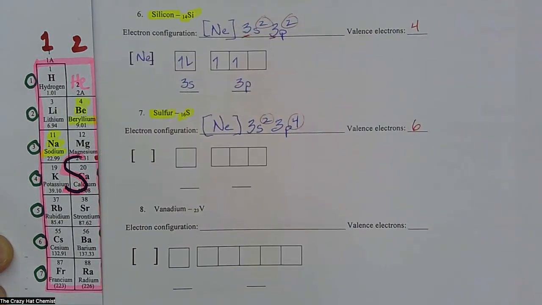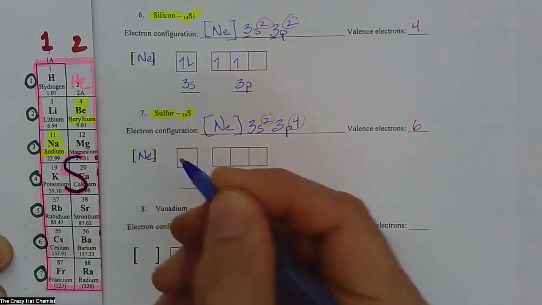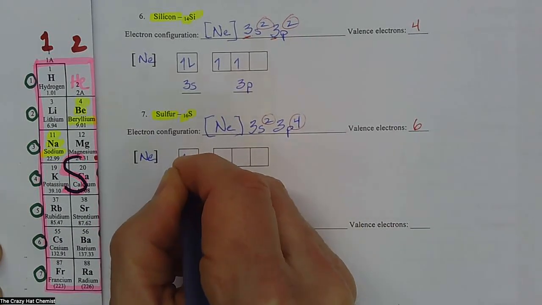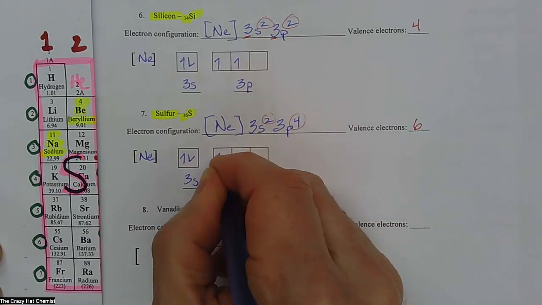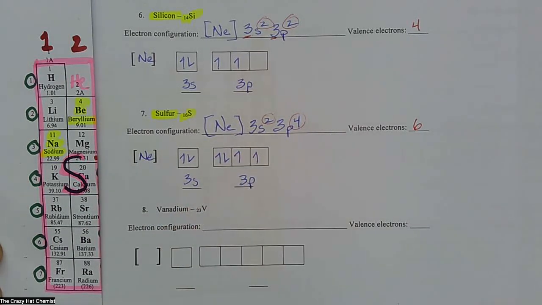Perfect. I'm going to do my orbital box diagram, and that is neon here in the brackets. That's a 3s, that's a 3p, and I've got an up and a down. This is an up, and an up for 3, and the fourth one is a down there. Perfect. Beautiful. You got that?